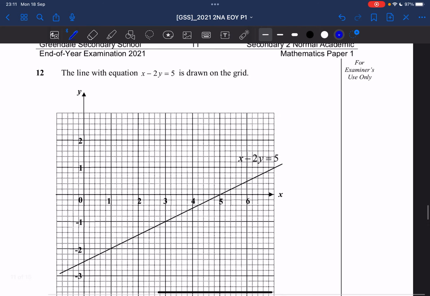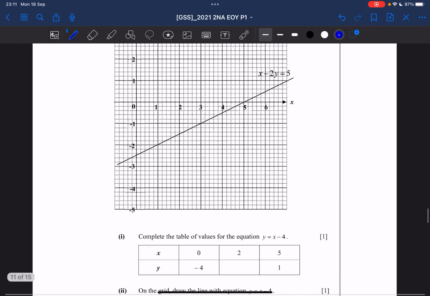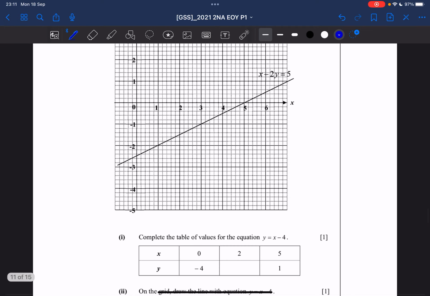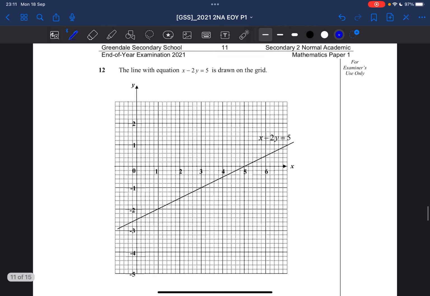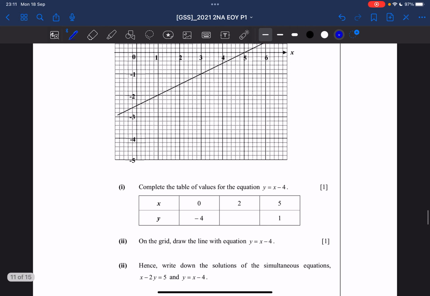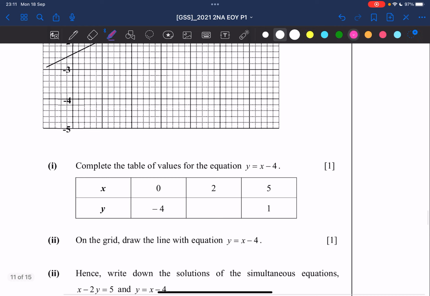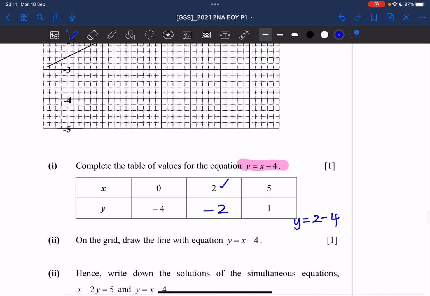It's on graphs. They give us the line, then they ask us to complete the table. To complete the table, we need to use the equation. So this is our equation. For this case, when x equals 2, y equals 2 minus 4. The answer here is negative 2. Then they ask us to draw the line with the equation.